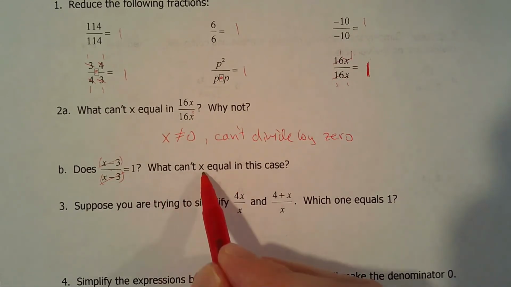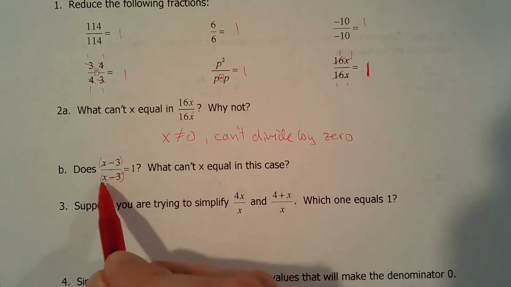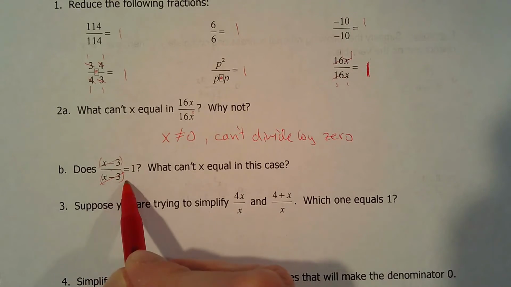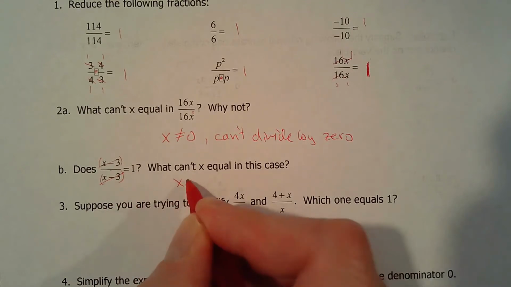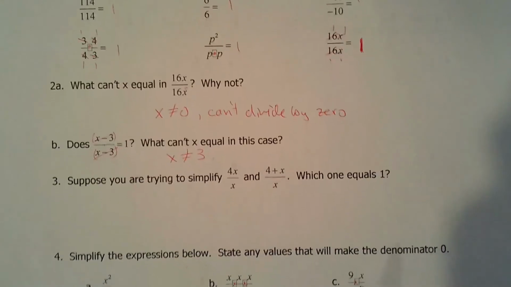So what can't x equal? Think about what would make the bottom equal 0. What would I plug in here that I take 3 away from to equal 0? That would be 3. So x cannot equal 3, or else I'd have 0 over 0, and you can't calculate 0 divided by 0.